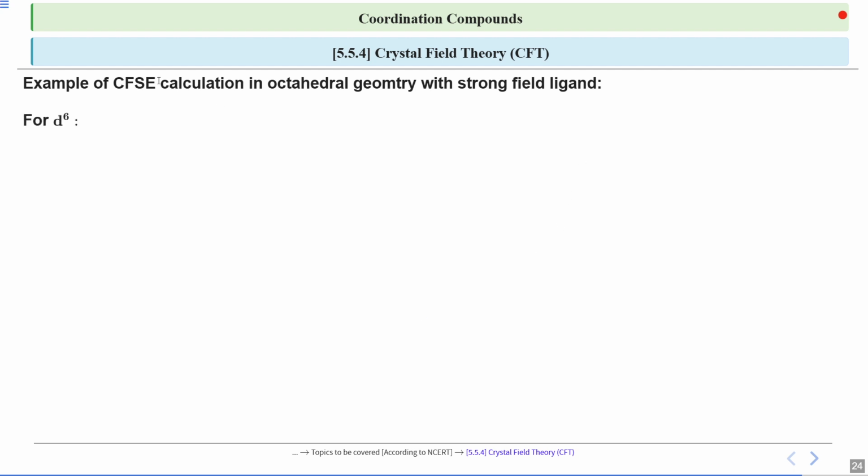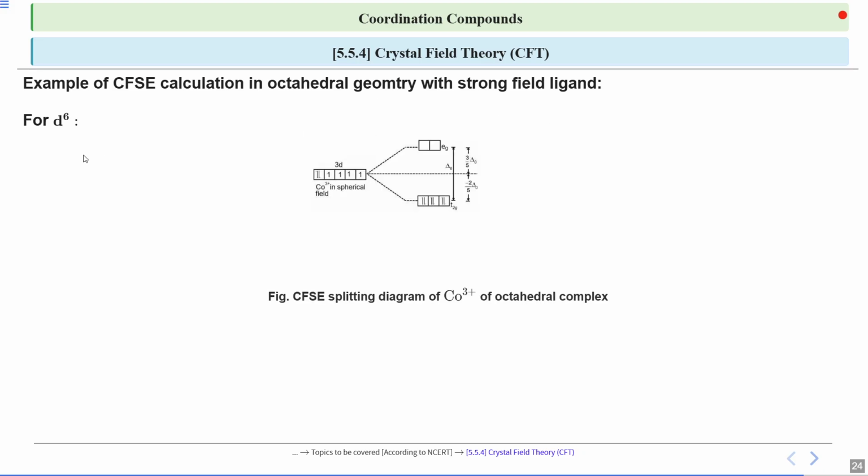Now for a CFSE calculation in octahedral geometry with the strong field ligand. So if you are having a strong field ligand, what will happen? This is the CFSE splitting diagram for cobalt 3 positive of octahedral complex we just have seen, right? Now the calculation of CFSE is going to be equal to minus 2 by 5 n t2g plus 3 by 5 n eg, and the whole multiplied with delta naught, plus m times P. This is the formula which we have seen for the calculation of CFSE.